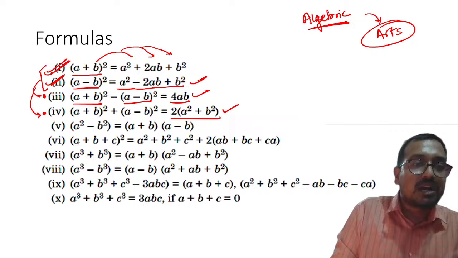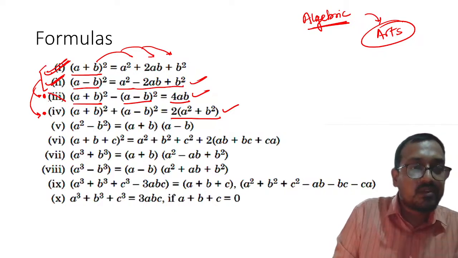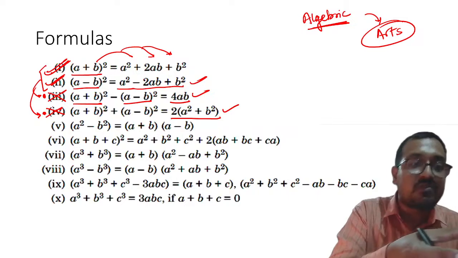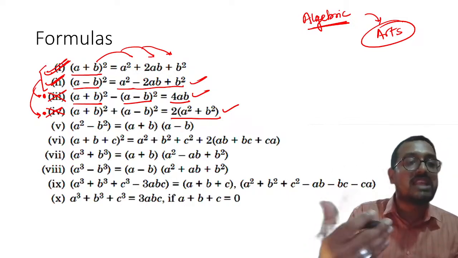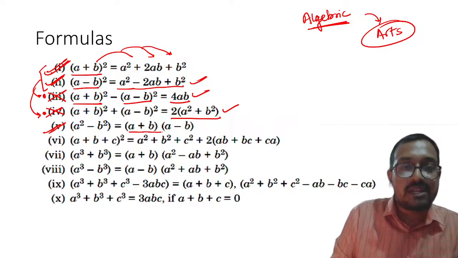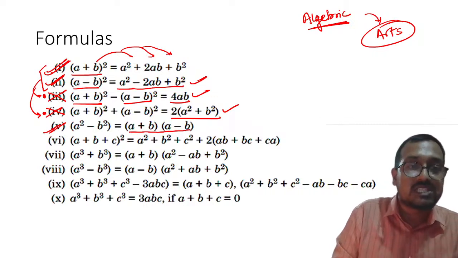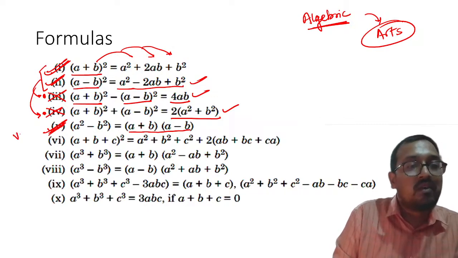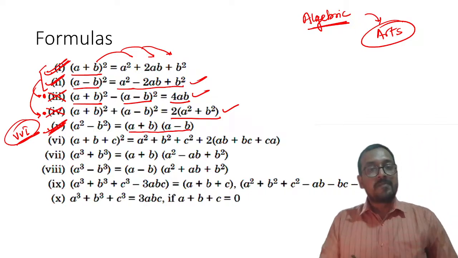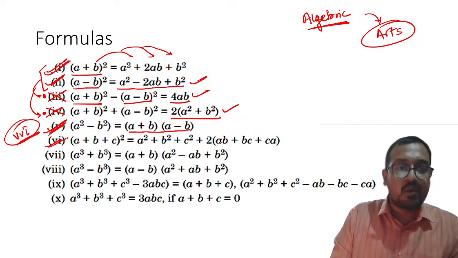Understood? No need to mug up this third and fourth. It is just that I brought it in front of you so that you start thinking in that direction. Understood? Then a square minus b square is a plus b multiplied by a minus b. This is extremely important. Very important. Please remember, often you will find this kind of questions. Understood?